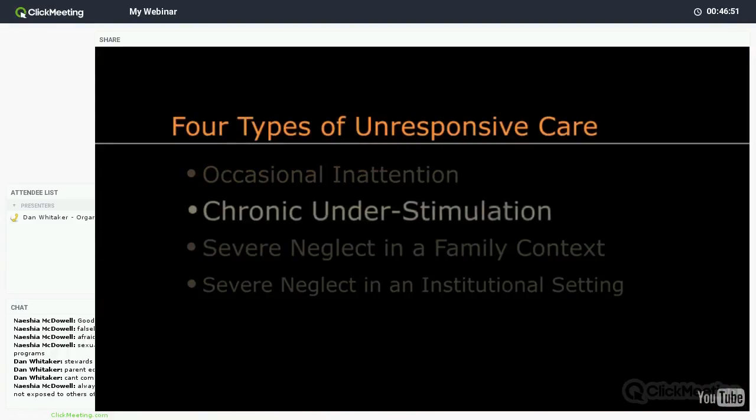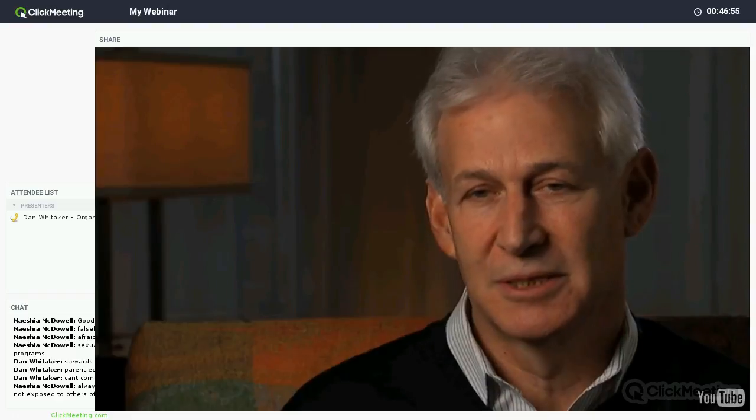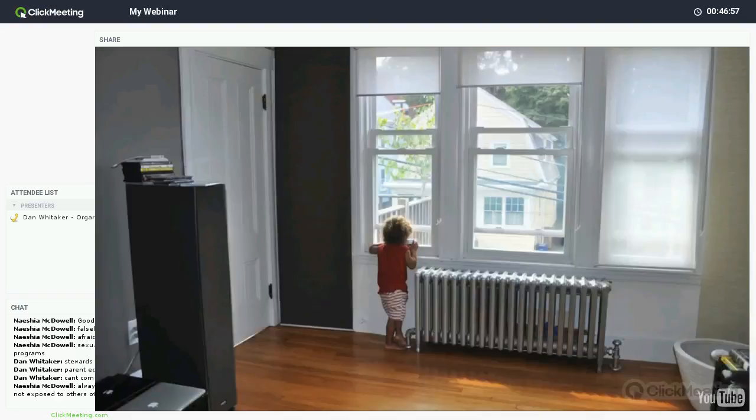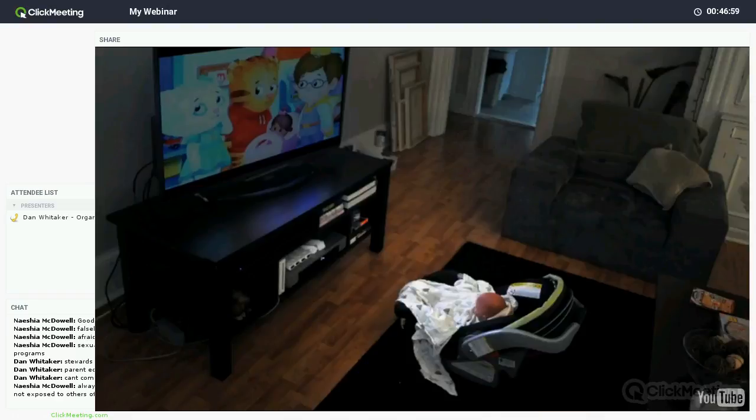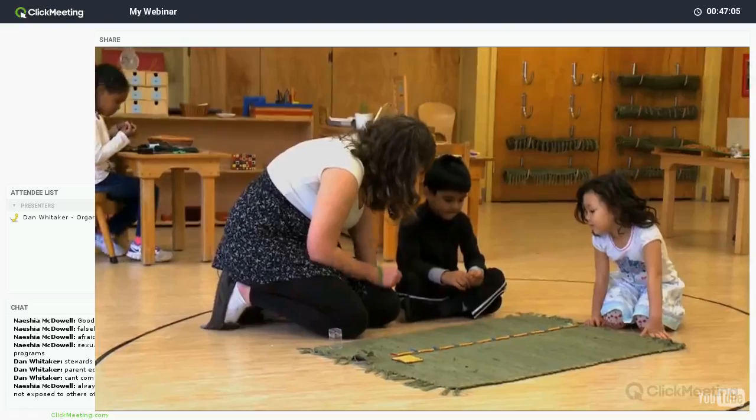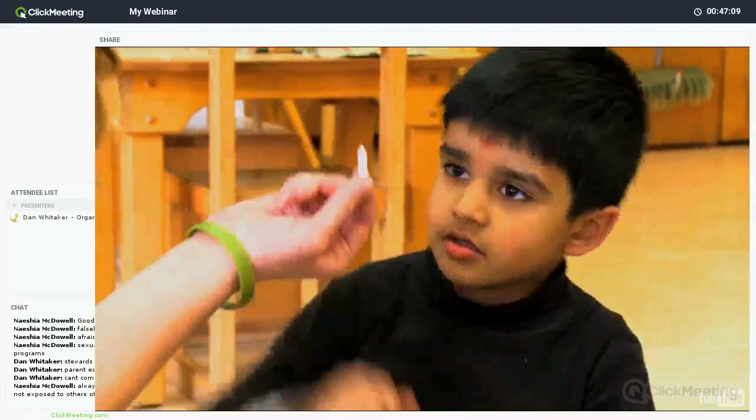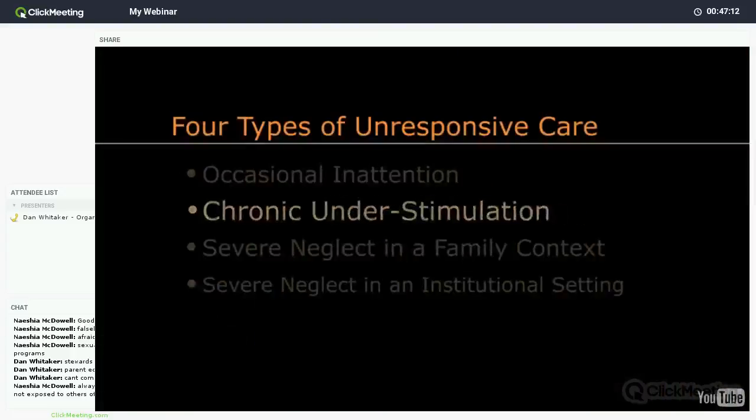The second category, scientists would call chronic understimulation, is where on a regular basis, children have less interaction with the adults around them than is needed for healthy development. Those children typically, when provided with enriched learning opportunities and more typical levels of serve and return, will show catch-up.